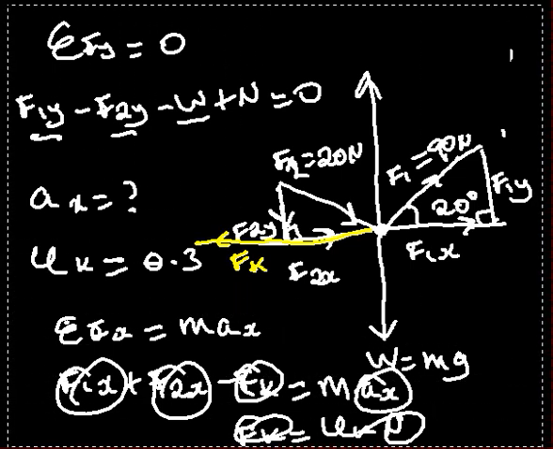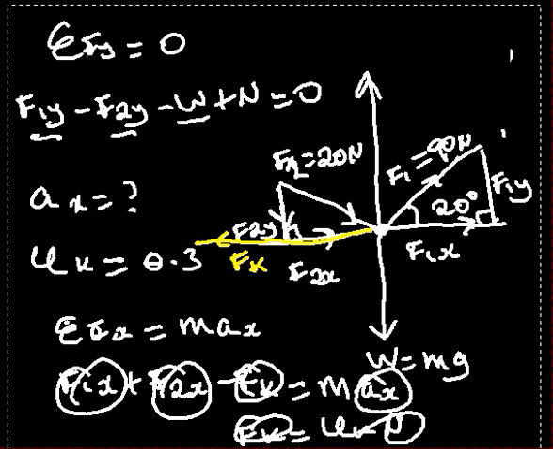Whenever an object is moving, the friction force is said to be the kinetic friction force. But whenever it is at rest, the friction force is said to be the static friction force. And let's say we have the system on an inclined plane, and see how we can appreciate that.